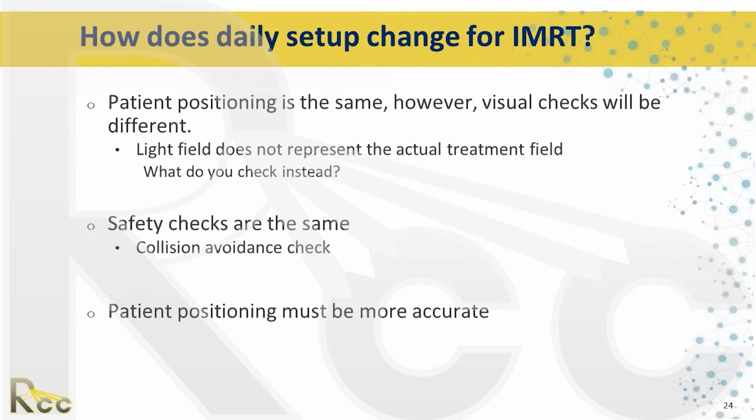And then your patient positioning actually must be more accurate with IMRT because of the way the beam is. The margins are a lot tighter. So any kind of variance could change where your PTV is hitting, as well as critical structures can become closer or into the treatment field because the margins are so tight.